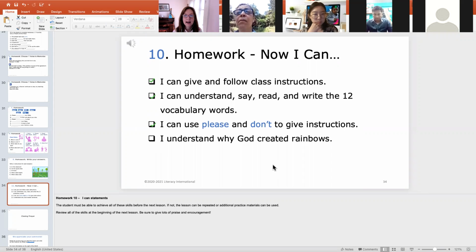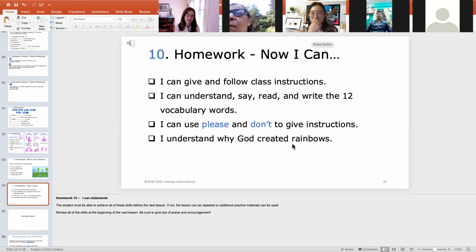I understand why God created rainbows. So maybe they will leave that one blank. They don't understand why God created rainbows. And if you notice that they did not put a check mark on that one, you could give them the Bible verse citation and ask them to read it in their first language. You could have them go back to the story of Noah in the lesson and look at the part about rainbows.